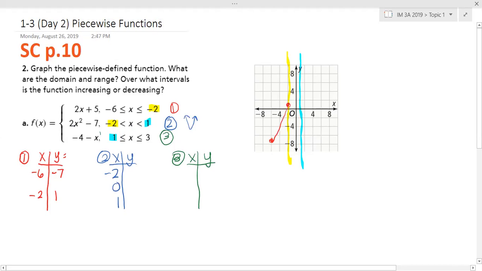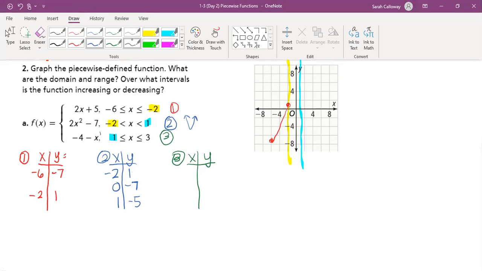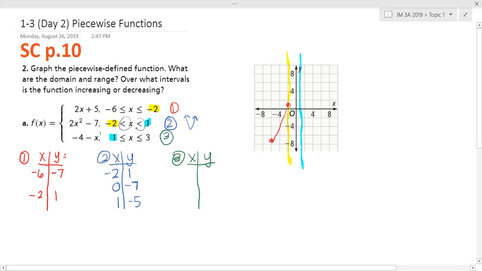If I plug -2 into 2x squared minus 7, I get -2 squared is 4 times 2 is 8, minus 7 is 1. When you plug in 0, the whole first term is 0, so you just have -7. When you plug in 1, 1 squared is 1 times 2 is 2, minus 7 is -5. So when we plot these points, remember the fact that these have no equal sign, that means these are both holes. So I'm plotting those as open dots.